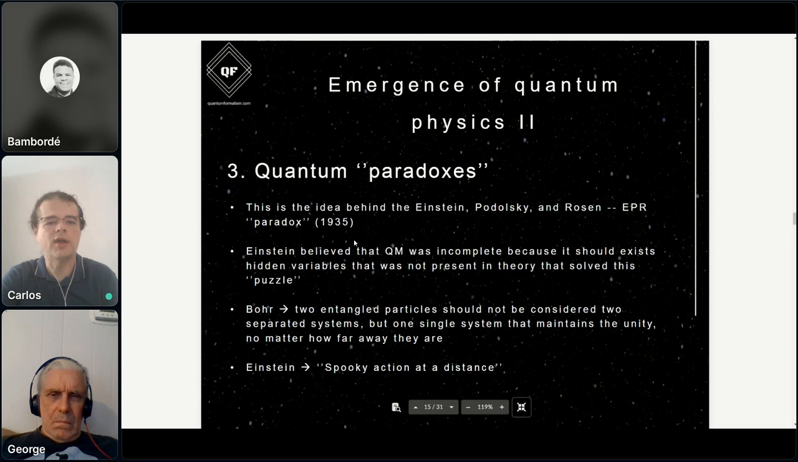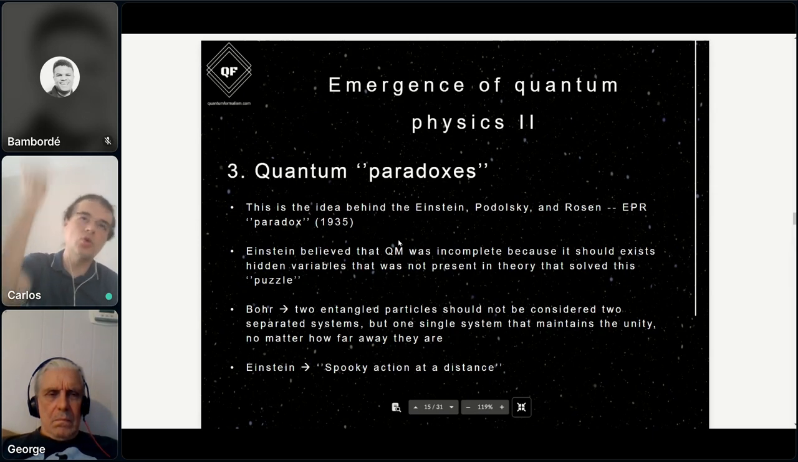Suggested this paradox in 1935. So Einstein believed that quantum mechanics was incomplete, because there should exist hidden variables that were not present in the theory that would solve this puzzle, I mean, this problem. How can I determine, can I know the state of the other photon that's kilometers away?